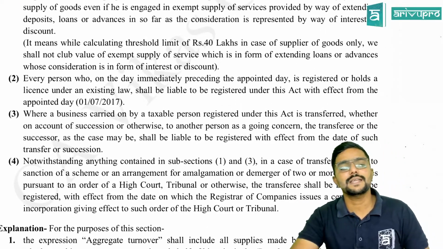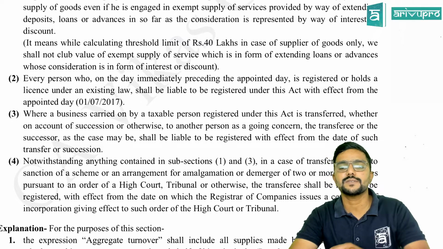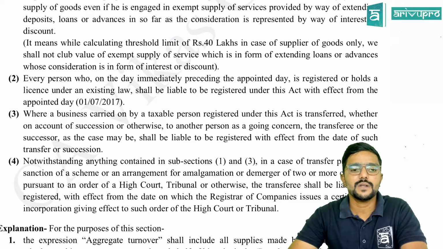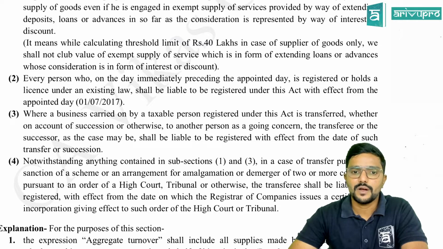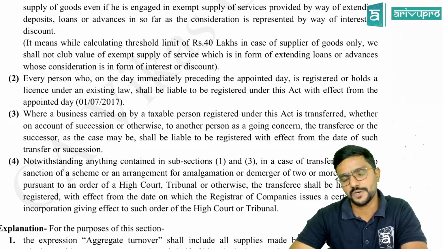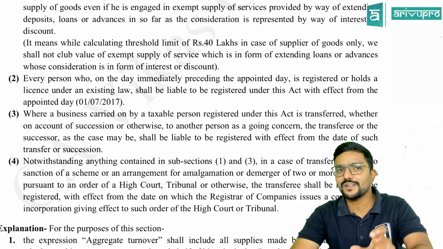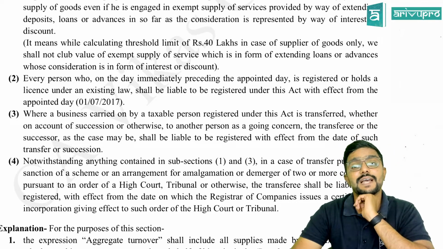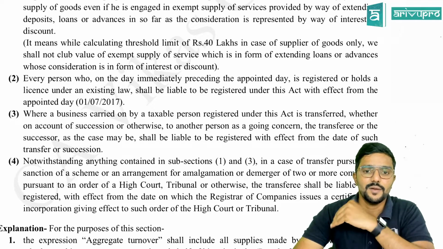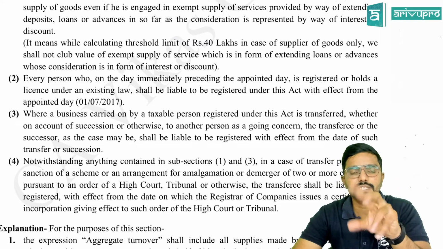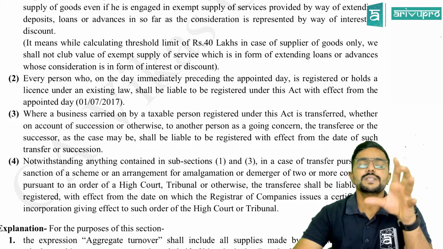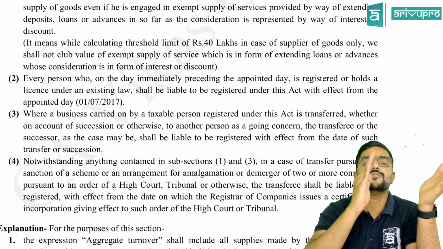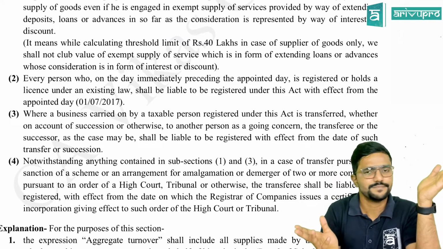It means while calculating the threshold limit of 40 lakh in case of a supplier of goods only, we shall not club the value of exempt supply of services which is in the form of extending loans or advances whose consideration is in the form of interest or discount. Clear? Actually, this is also covered in Explanation 1 and Explanation 2 of Section 10 while calculating aggregate turnover. But here the same point is covered while calculating what is the aggregate turnover applicable for the supplier of goods, whether 20 or 40.